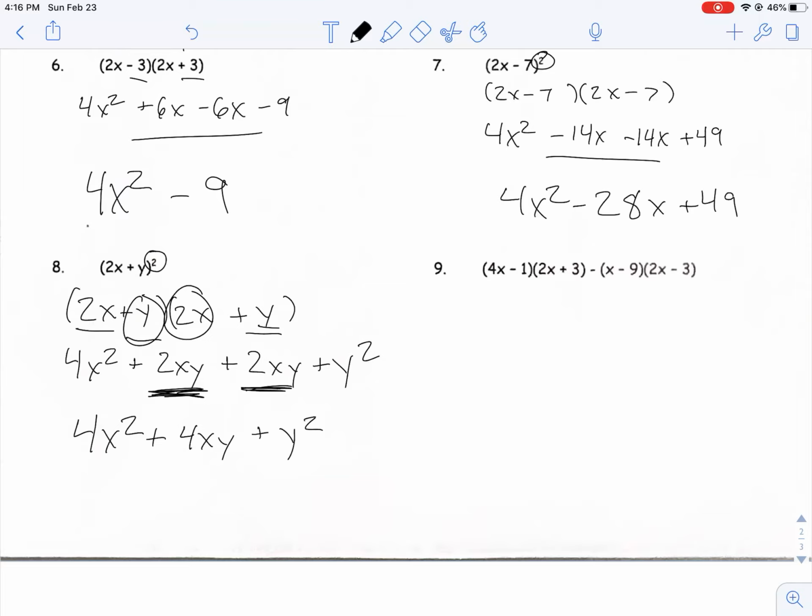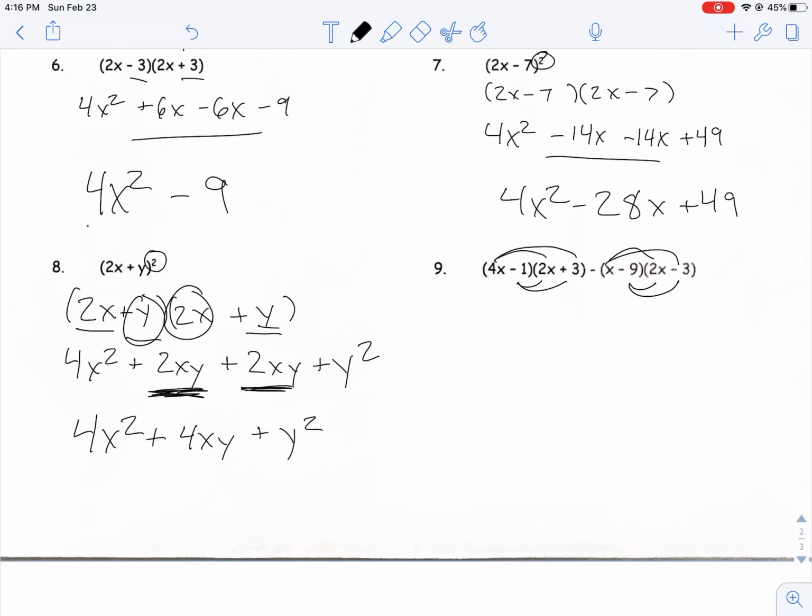First of all, what I see is two sets of FOILing separated by a little subtraction symbol there. And remember, addition and subtraction basically separates these up into different polynomials, or different monomials and polynomials. And so that's basically a separation is what I'm saying. So what I'm going to do is first FOIL here, and then FOIL here, and I'm just going to see what happens.